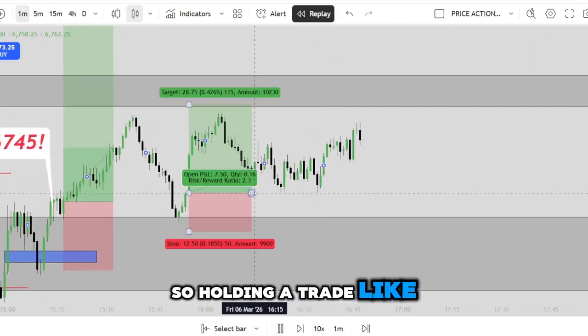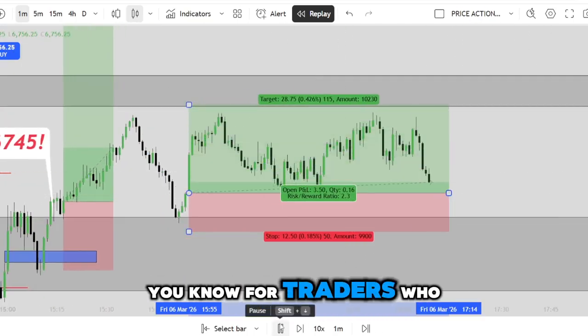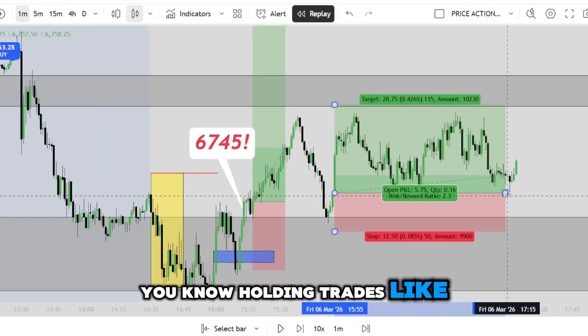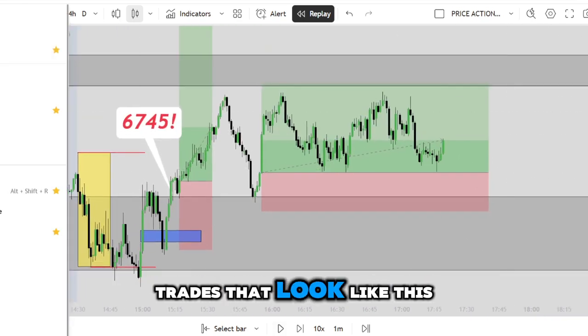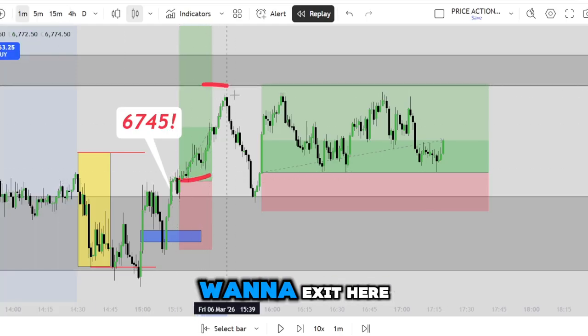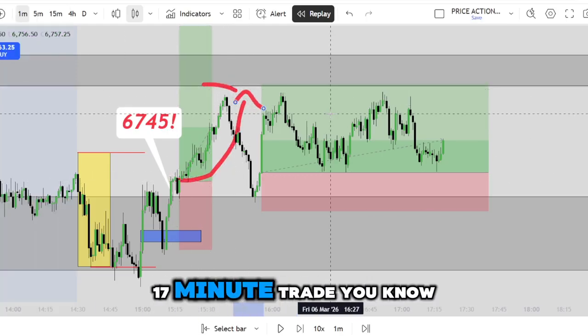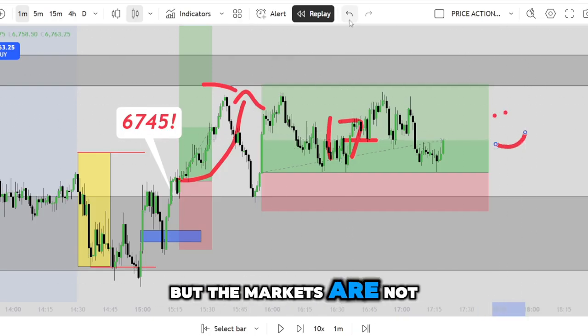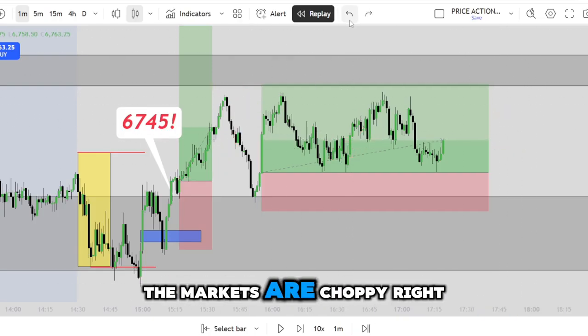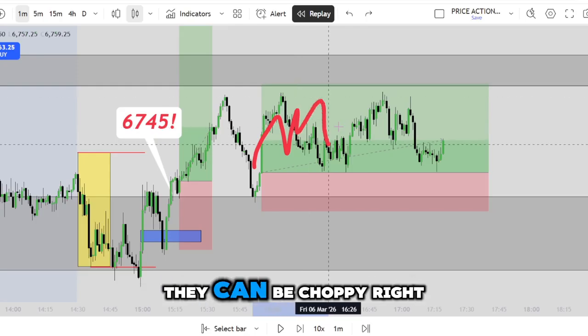Holding a trade like this, for traders who have tried to hold, is quite a difficult thing. Nobody wants to be in trades that look like this, right? You want to enter here, you want to exit here, 17-minute trade, you're done with your day, right? But the markets are not always like that. The markets are choppy, right? They can be choppy.